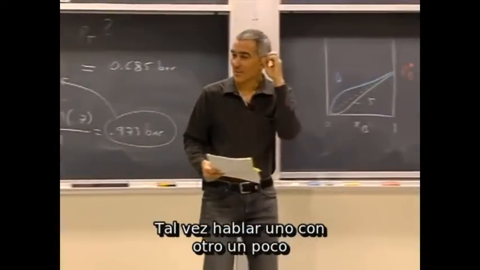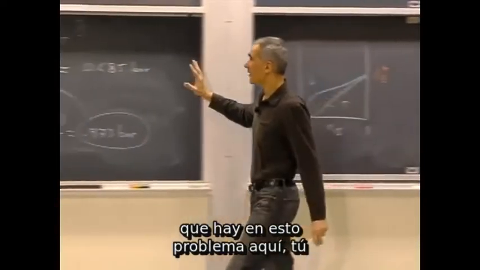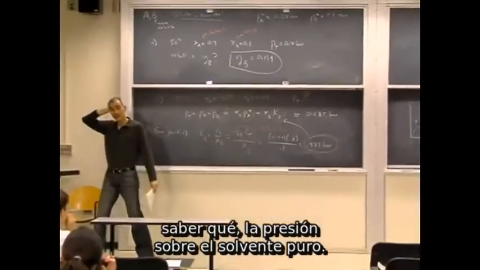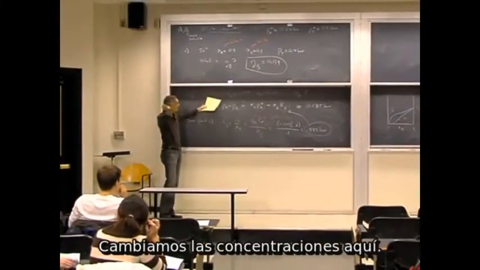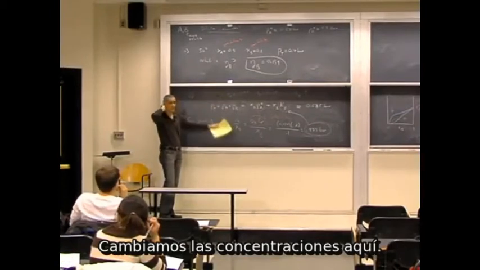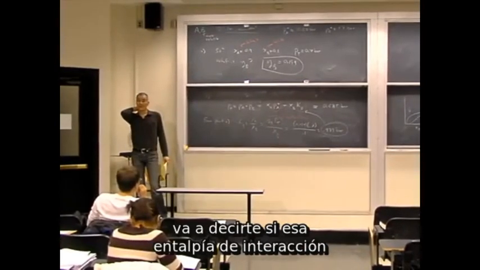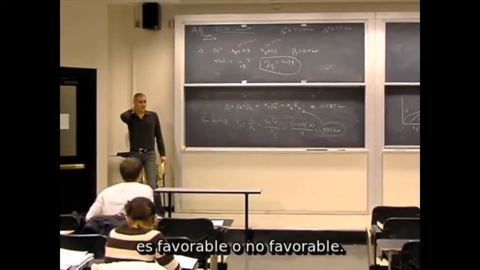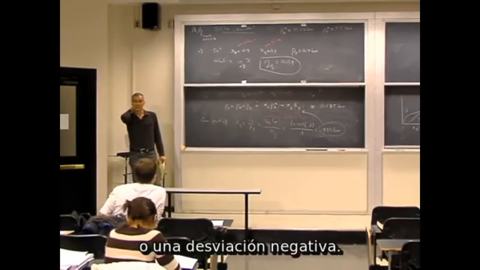I think you should think about this, maybe talk to each other a little bit, and see if you can figure out, given all the numbers in this problem here, what the pure pressure on the solvent is. We changed concentrations here, got Henry's law constant out. And Henry's law constant is going to tell you whether or not that enthalpy of interaction is favorable or not favorable, if it's going to be a positive deviation or a negative deviation.